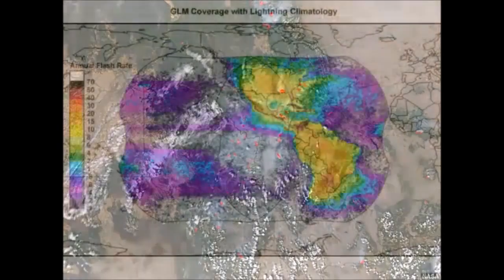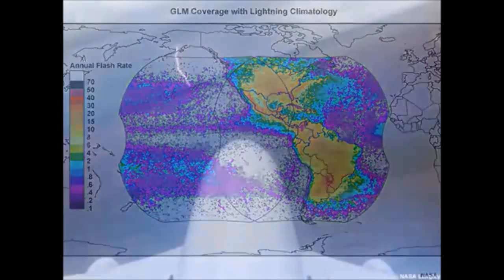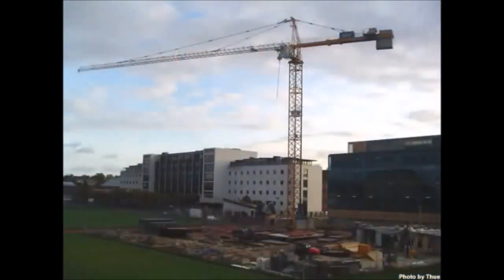The expanded geographical coverage provided by the GLM will lead to a significant improvement in airline routing around thunderstorms, improving safety, saving fuel, and reducing delays. Early warning of lightning activity will help save lives for construction crews, other workers in outdoor settings, as well as the general public.